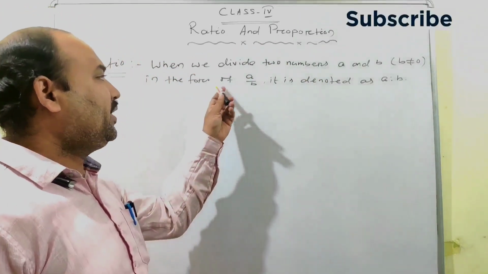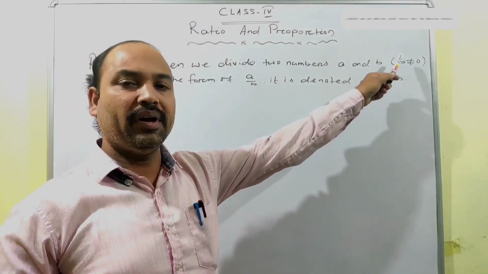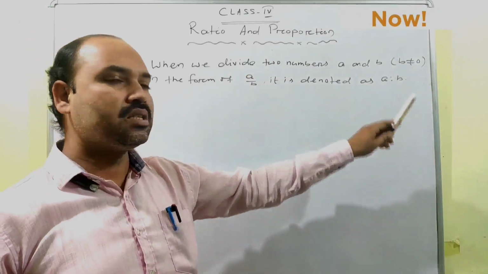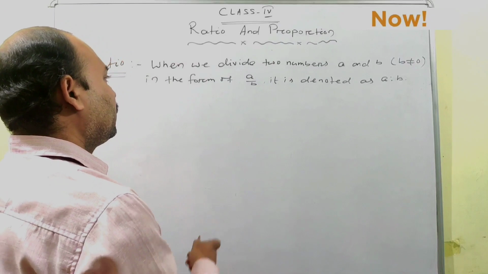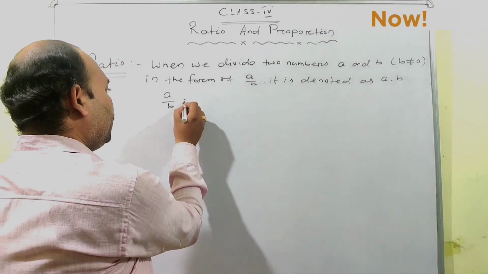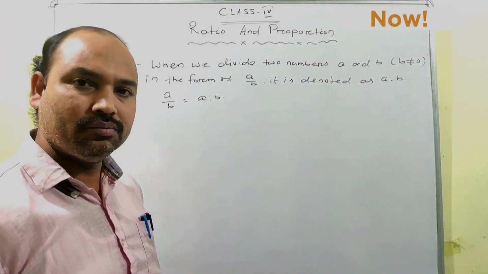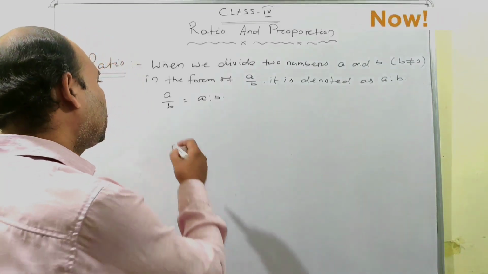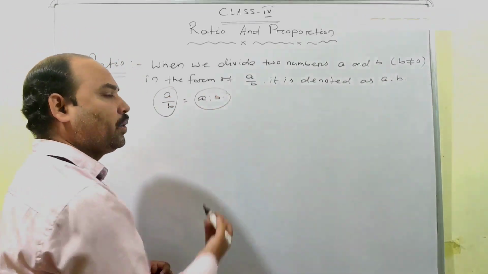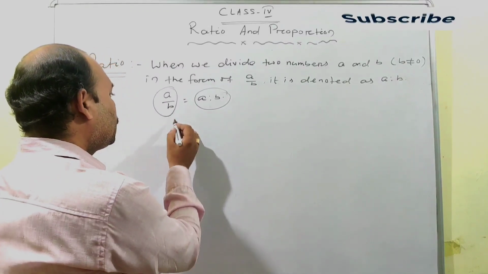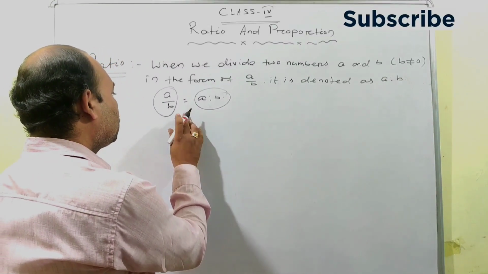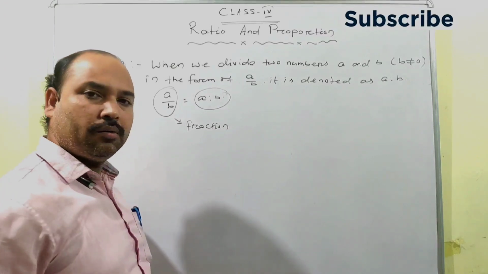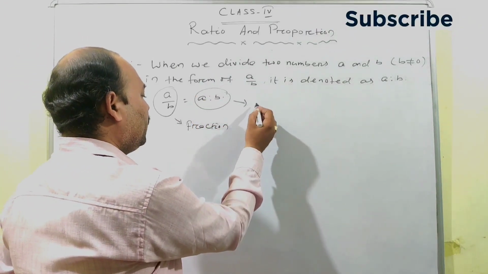What do you mean by it? When you divide any two numbers A and B, where B is not equal to 0, in the form of A upon B, it is denoted as A is to B. A upon B is known as A is to B. A upon B is the fraction, and A is to B is the ratio.